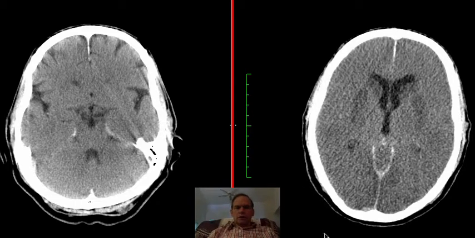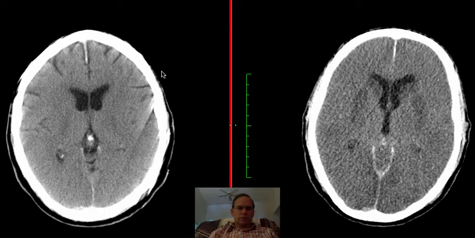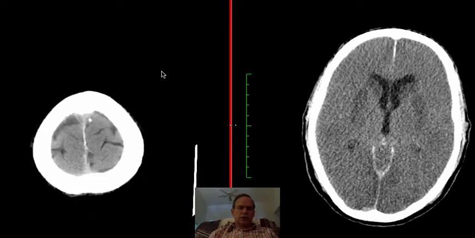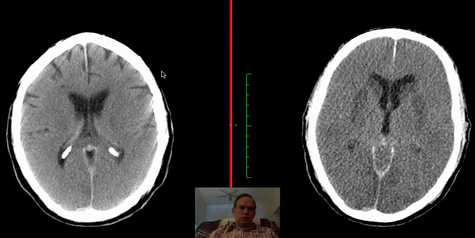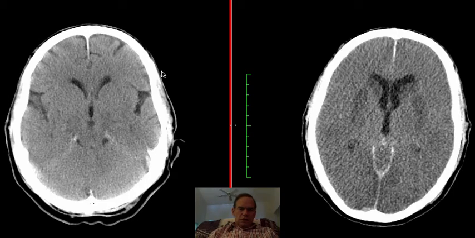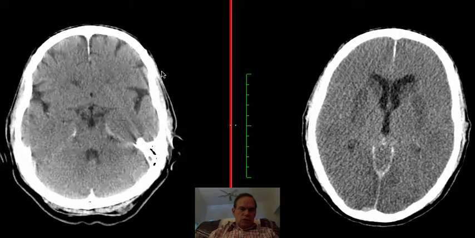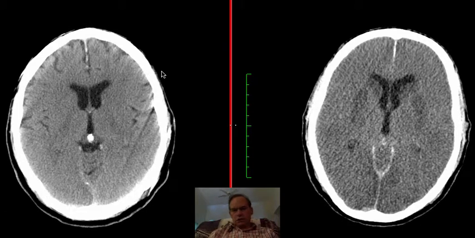Mintz. These are two CTs, one performed on the patient's arrival and the other performed 2 days later. This is a 78-year-old male who was found unconscious, believed possibly to have had a myocardial infarction, and so this is the CT obtained on admission, and not a whole lot to really talk about here.